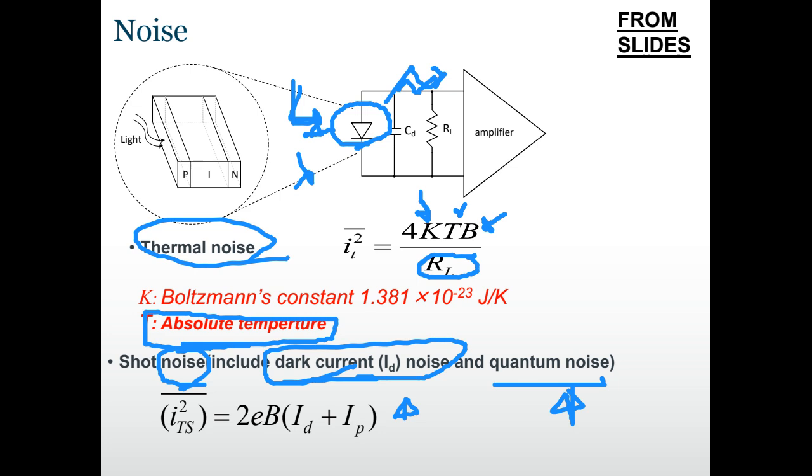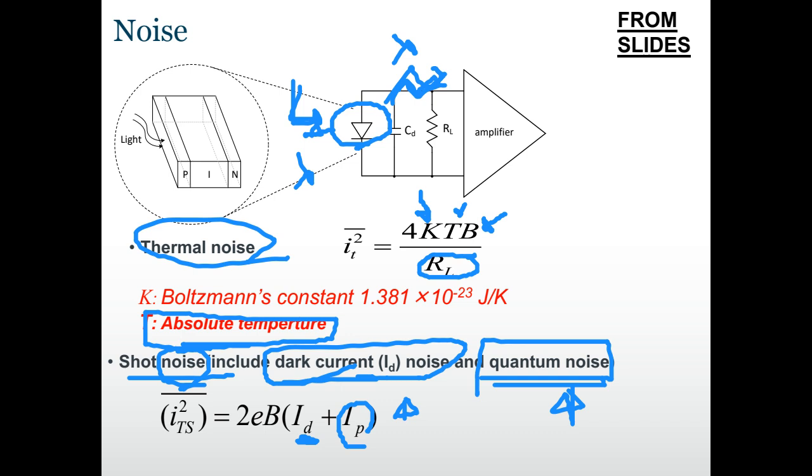So quantum noise, we have light already, but there is no current. So we have two sources of noise for the shot noise. This is a current produced by the photodetector, and this is a dark current. We'll calculate this a little bit later.